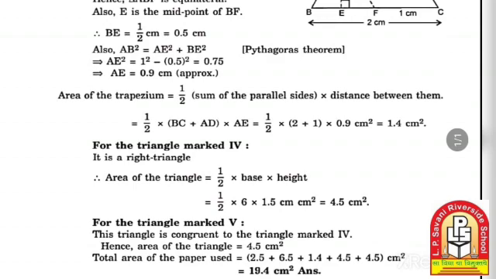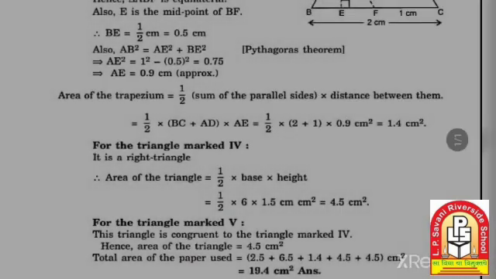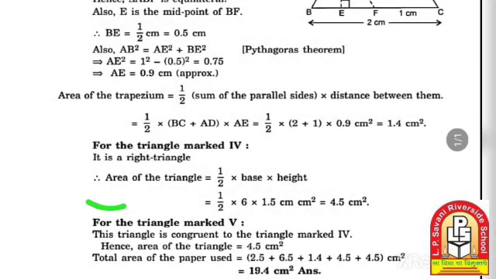Then for the triangle mark 4, it is the right angle. So the wings of that aeroplane is the part 4. It is the area of triangle, that is 1 by 2 base into height. So 1 by 2 times 6 multiplied by 1.5 centimeter square, that is 4.5 centimeter square.